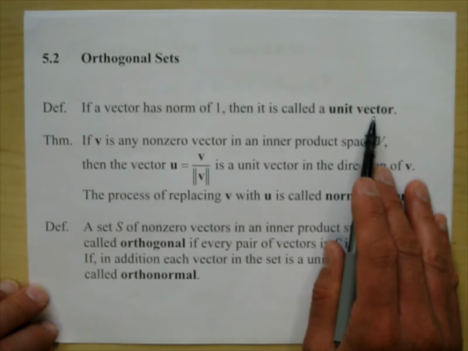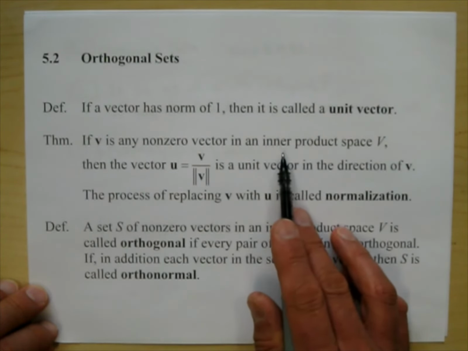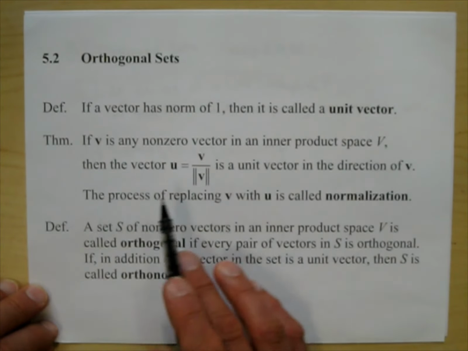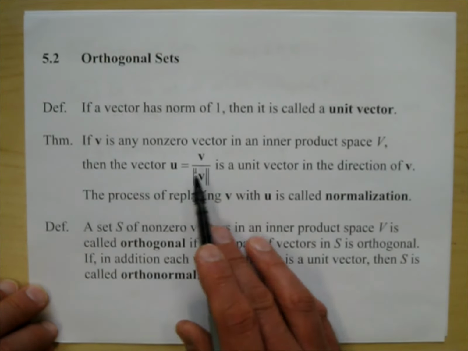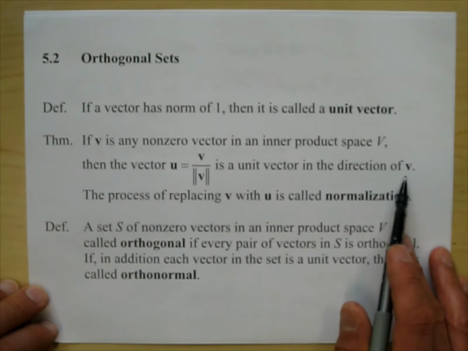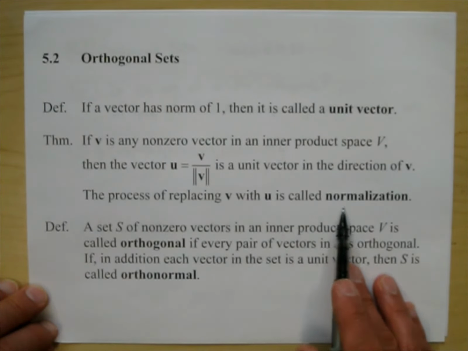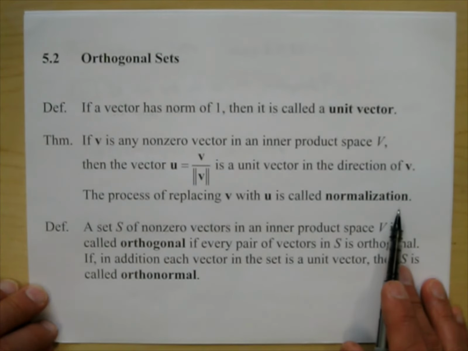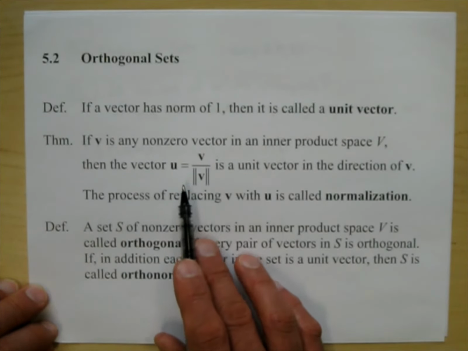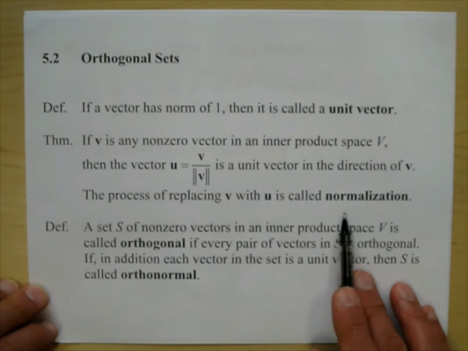Theorem. If you have a vector v and it's non-zero in an inner product space V, then the vector u, which is v divided by its length, is a unit vector in the direction of v. The process of replacing v with u is called normalization. Okay, so if you've got a vector that's length 7, all you have to do is multiply it by 1 over its length, and then you've got a vector of length 1 which points in the same direction. Okay, and for some of you, you know what this is.